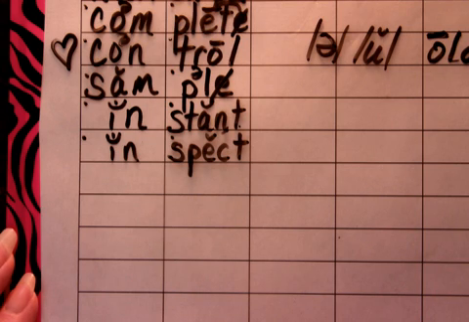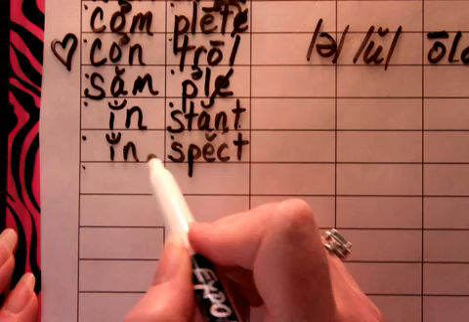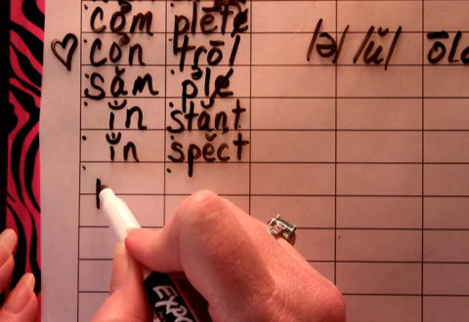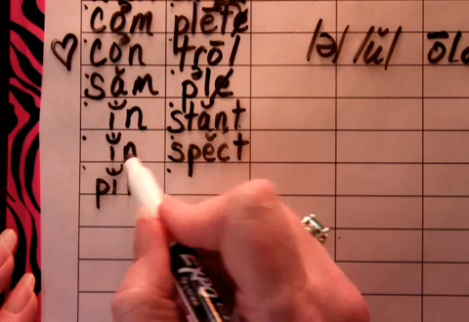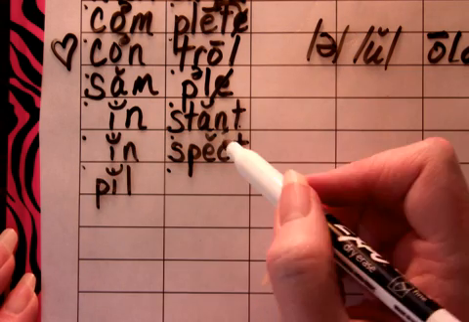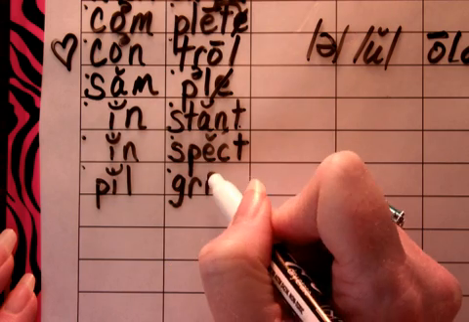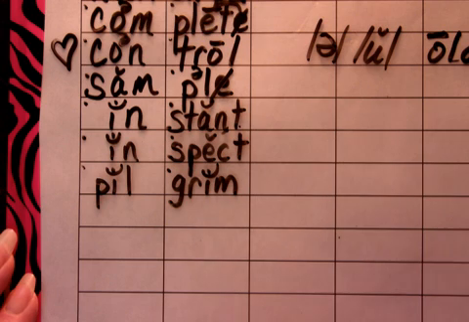The next word is pilgrim. Pilgrim. Pil is the first syllable. P-I-L. It's a closed syllable. The vowel is short. Grim. G-R-I-M. Closed syllable. The vowel is short. Pilgrim.